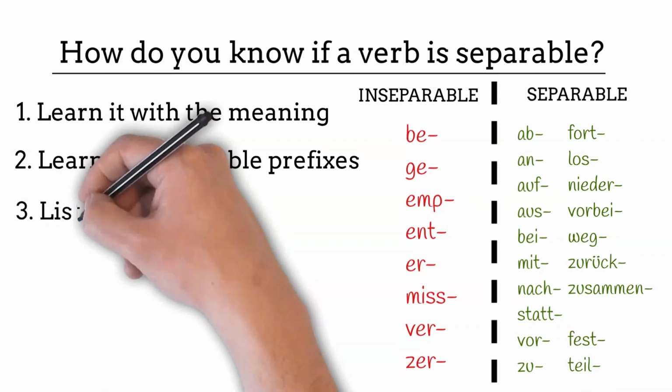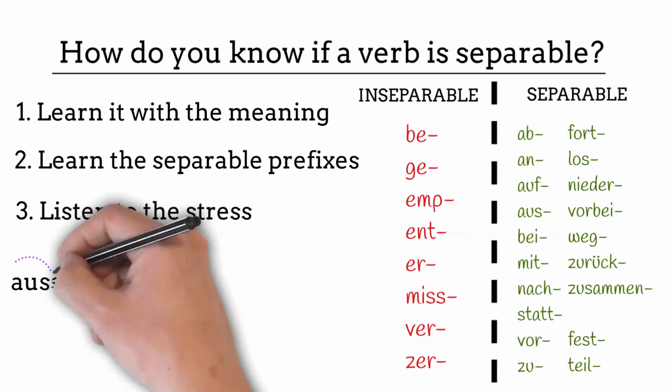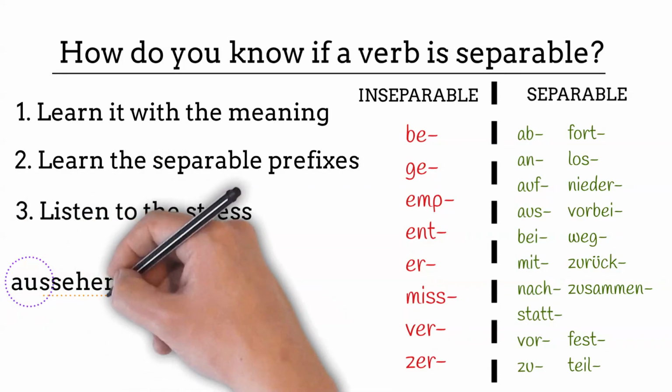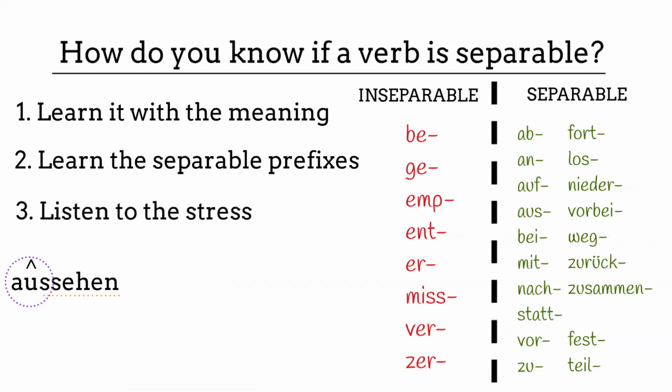Thirdly, you could listen to the stress in the verb. In a separable verb, like aussehen, the stress is laid on the prefix. What does that mean? When you say it, you say aussehen, not aussehen. The aus is the element of the verb that is stressed.